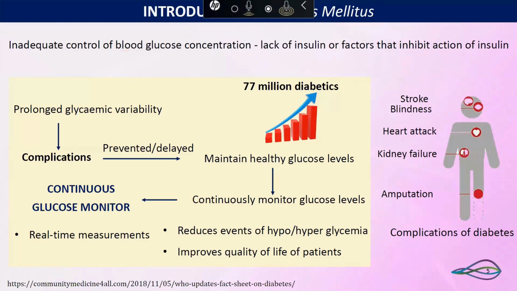These complications can be prevented or at least delayed if we try to maintain glucose levels as close to healthy levels as possible. For this, we need to monitor glucose continuously, and that is where a continuous glucose monitor comes into the picture. It can give us real-time glucose measurements, which can improve the quality of life of patients by reducing the events of hypo and hyperglycemia.